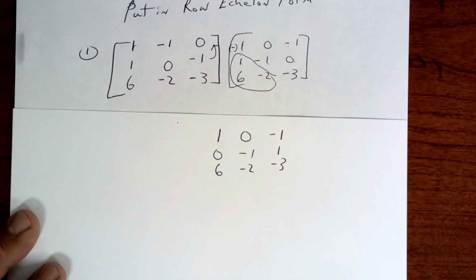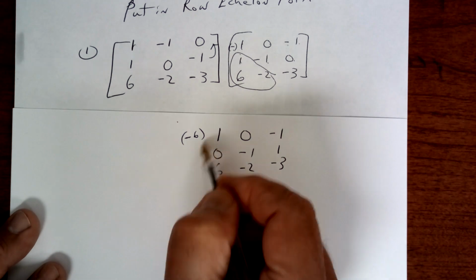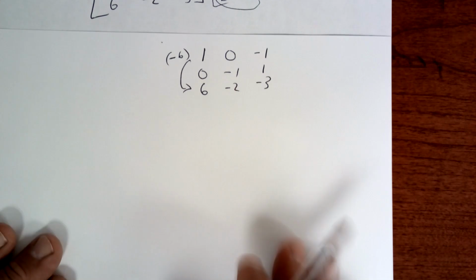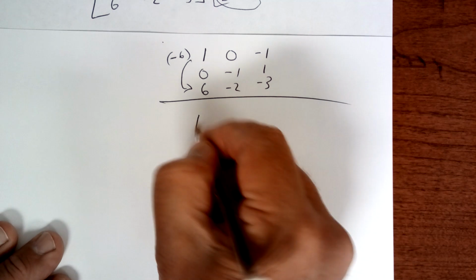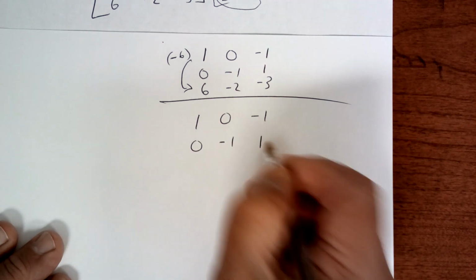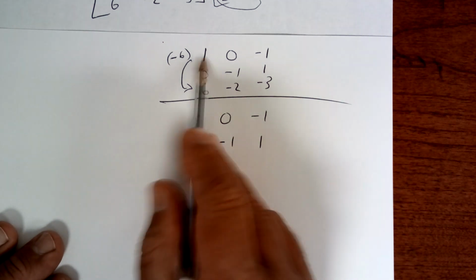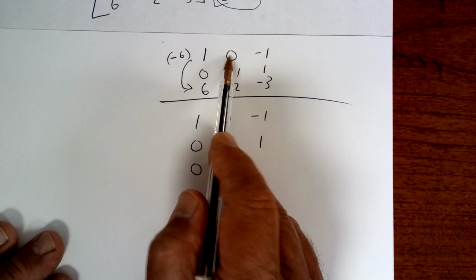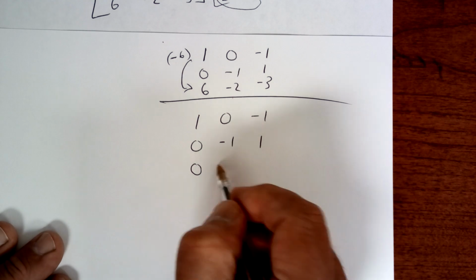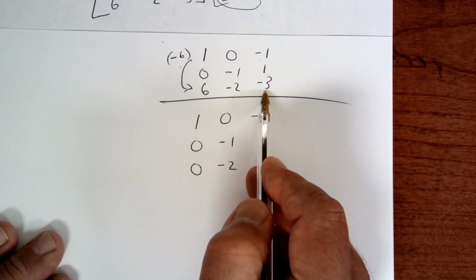We're going to get a 0 here, so we're going to multiply by negative 6 and add it to this one. So the first two are going to stay the same, so rewrite it: 1, 0, negative 1. The second one stays the same. The last one, however, is going to give me a 0 here when you add this up, right? Negative 6 plus 6. That times 0 is 0, so that's going to be a negative 2. That times that's going to be a positive 6, and 6 minus 3 is 3.